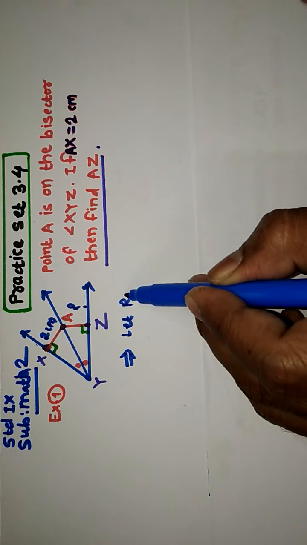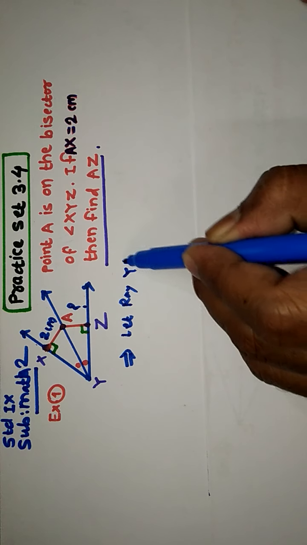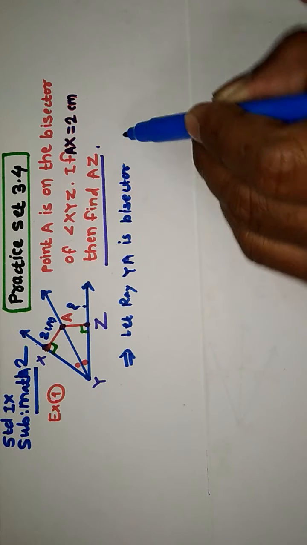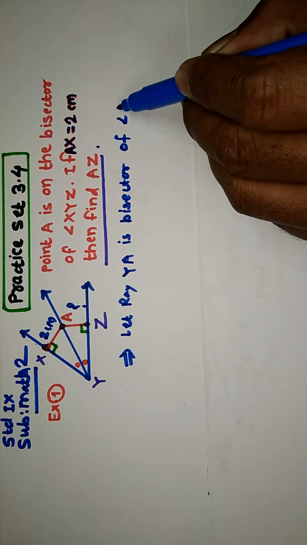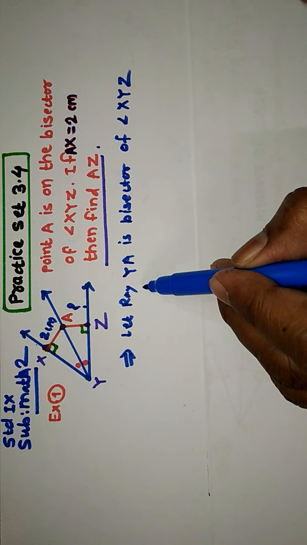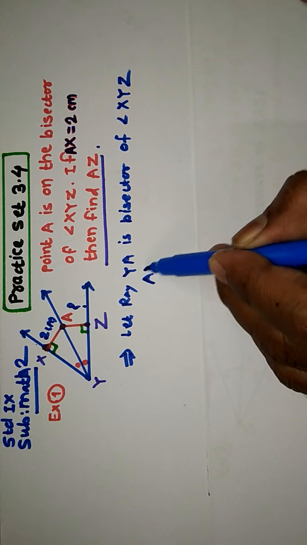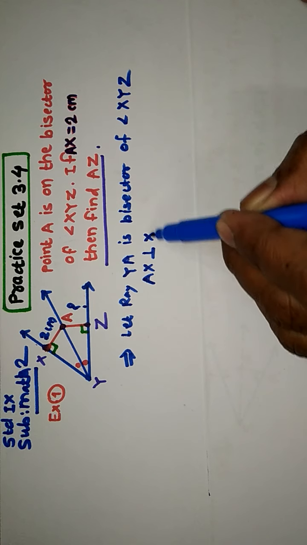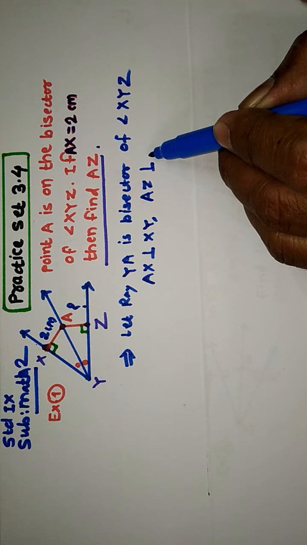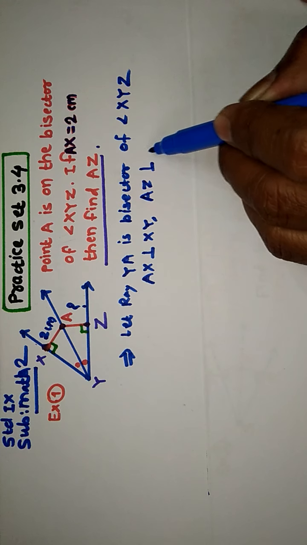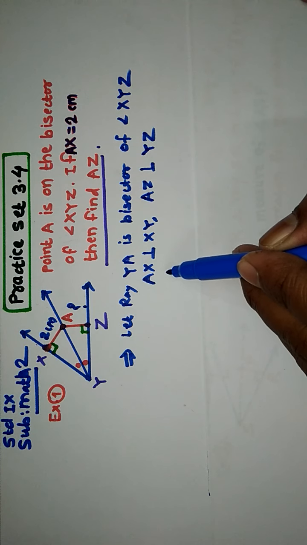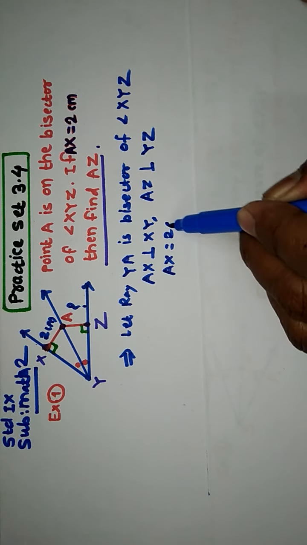Let ray YA be the bisector of angle XYZ. Therefore, and also AX is perpendicular to XY, this is given. AZ is perpendicular to YZ, this is given, and also it is given that AX is equal to 2 centimeter.